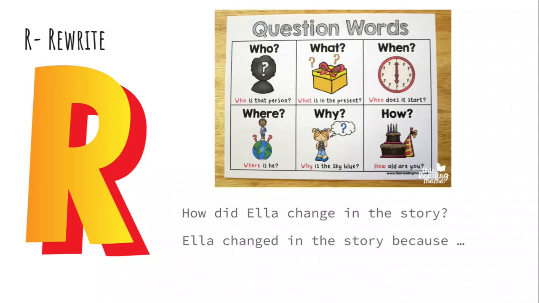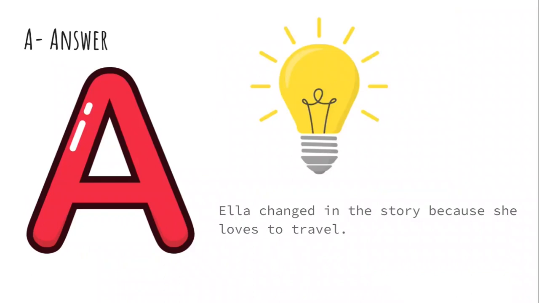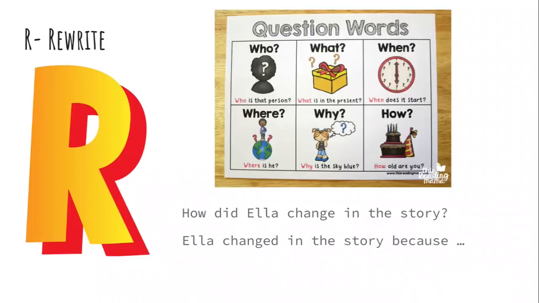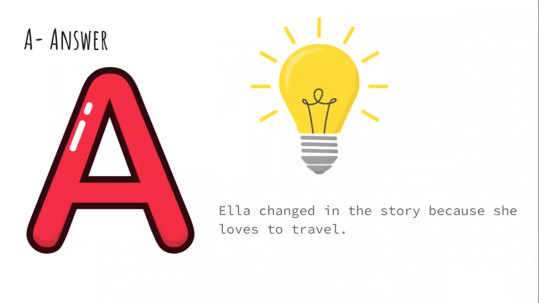So this is how I did it. Ella changed in the story because, okay, so for rewrite, we just take out the question word. And the next letter in RACE is A for answer. Give me your idea. How did Ella change in the story? Don't forget to use your sentence starter. Ella changed in the story because. So here I used, Ella changed in the story because she loves to travel. Just answer your question in this part of RACE.